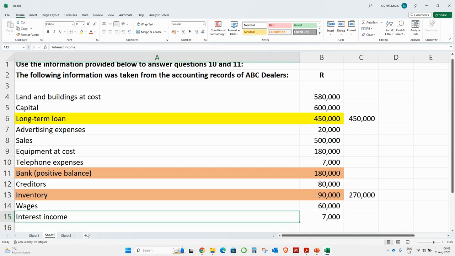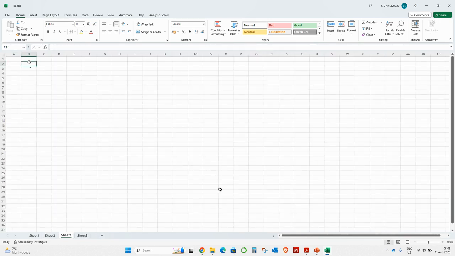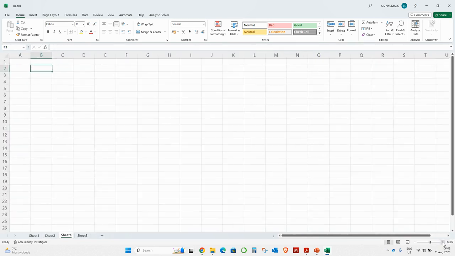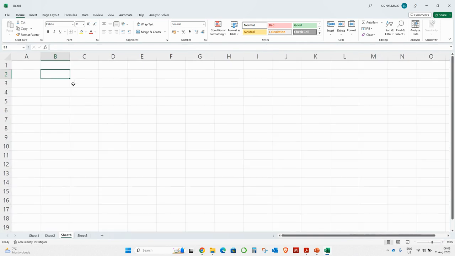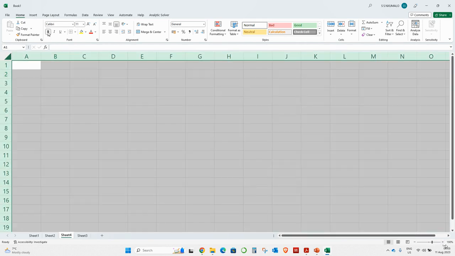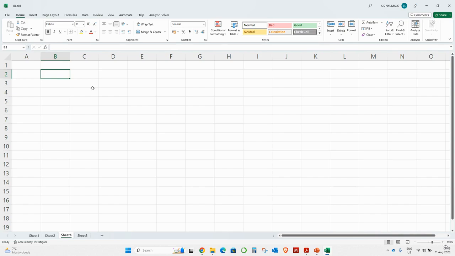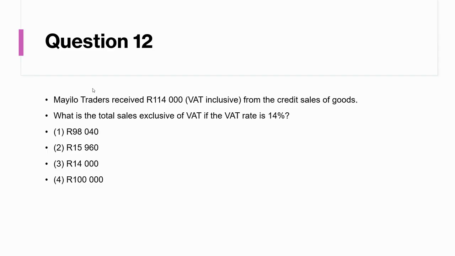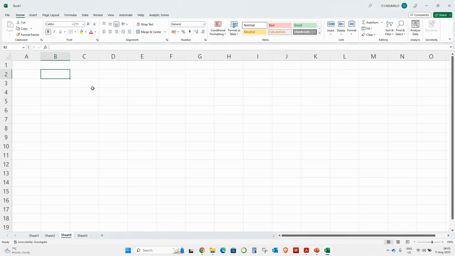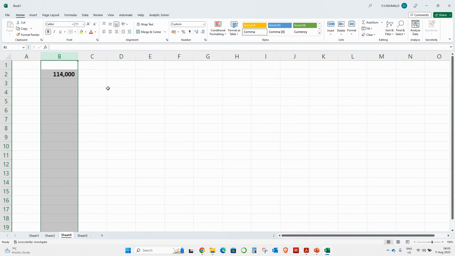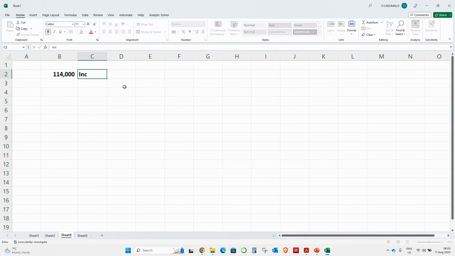I'm going to open Excel, and I'm going to zoom this thing out and probably make it bold. So they are saying they want the total amount excluding VAT. So they want the amount excluding VAT. They've given us an amount including VAT. So they've given us 114,000, right? This amount is inclusive of VAT.